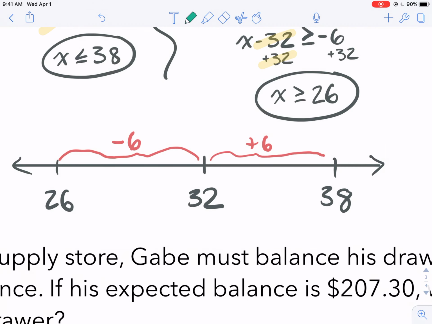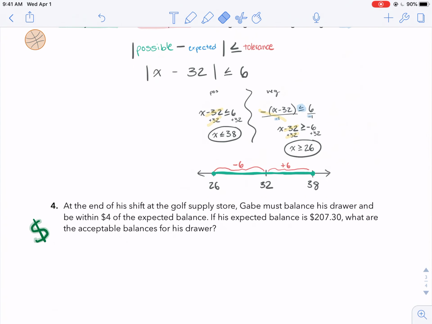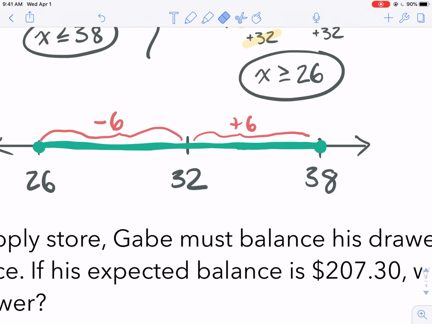So for our first one, x is less than or equal to 38. That gives us a closed circle at 38, and we're going down. And then for our second one, x is greater than or equal to 26, gives us another closed circle at 26, going up. And sure enough, there we go. That's our interval. So who's playing this? Danny? Whatever Danny's score was, it's somewhere within this range.